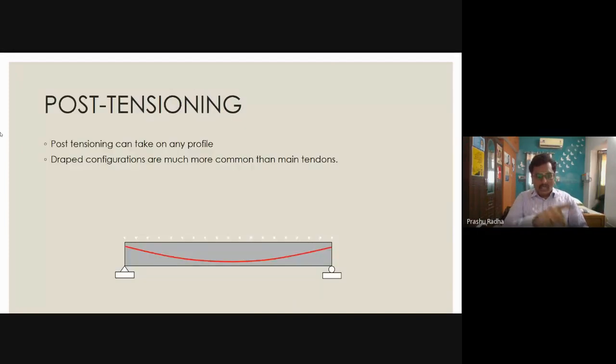So post-tensioning. The red thing represents the tendons. As you could see, it's not straight, it's more curved. The draped configurations are much more common than the straight tendons. Again, post-tensioning can take on any profile. It not necessarily has to be this way. It could be different shapes, ups and downs, or even a straight profile. Straight profile in the sense below the CG. It's always preferred to be below the center of gravity, and both the ends should be at the center of gravity. Both the ends in the sense the stressing end and the dead end, either of them could be a stressing end or both of them could be a stressing end.